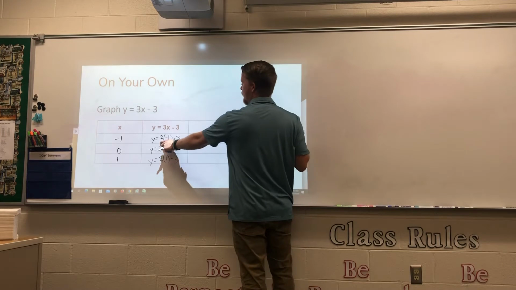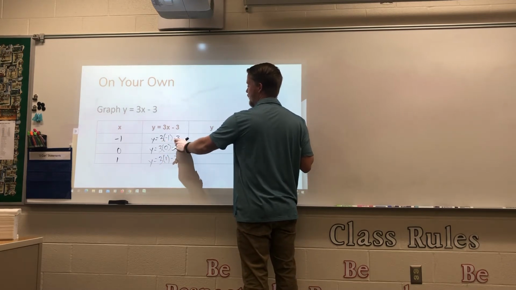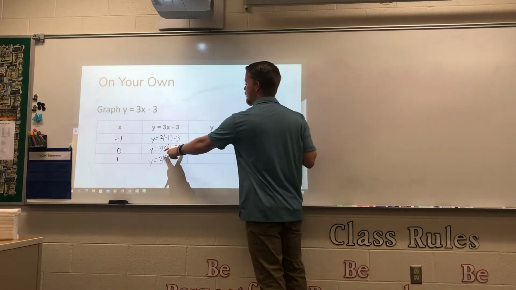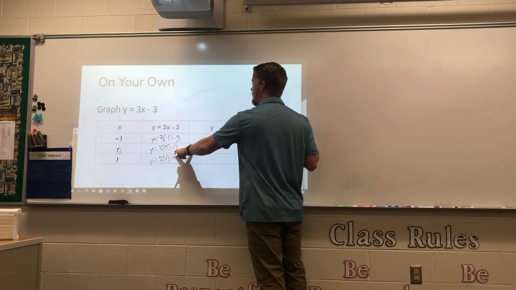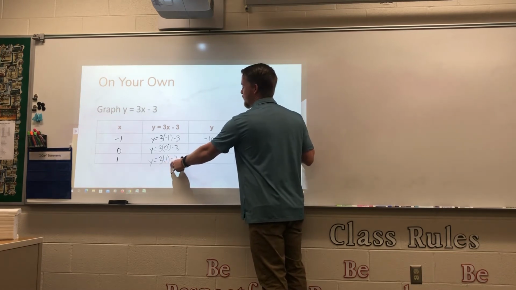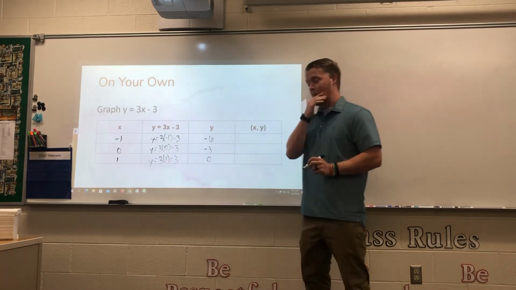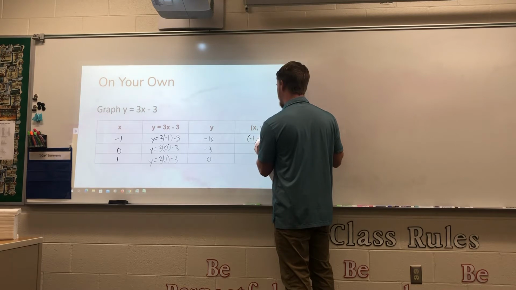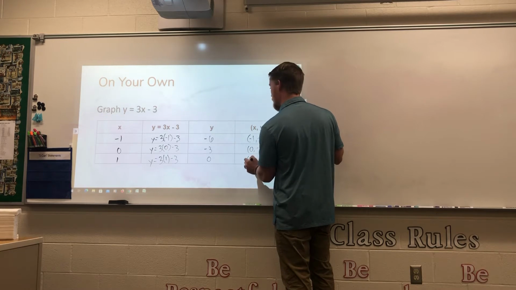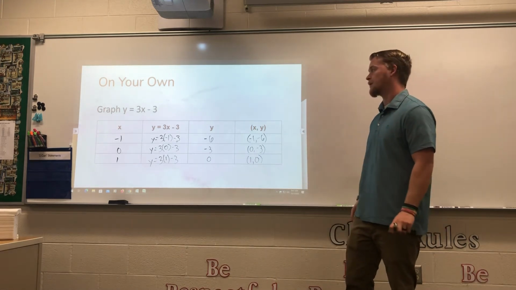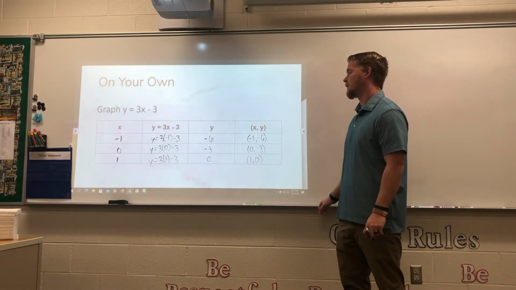So this one is 3 times negative 1 is negative 3. Negative 3 minus 3 is negative 6. 3 times 0 is 0. 0 minus 3 is negative 3. And then lastly, 3 times 1 is 3. 3 minus 3 is 0. Okay, so then we just put our ordered pairs together. My first one is negative 1, negative 6. Second one is 0, negative 3. Last one is 1, 0. So these are my 3 ordered pairs that I came up with from that equation.